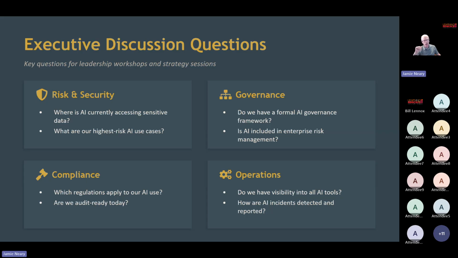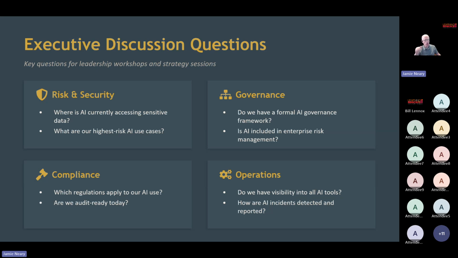From a governance standpoint, do we have a formal AI governance framework? If we don't, we should get on that. Is AI included in our enterprise risk management? Like I said, it's out there. There's no sense ignoring it because it's so prevalent in society today. We need to have a plan to address it.